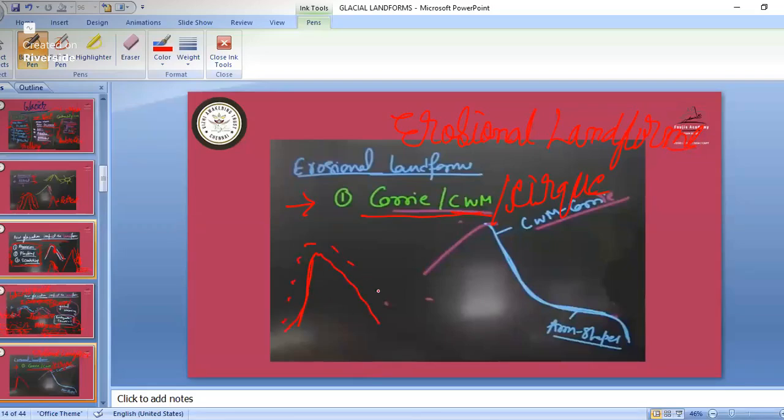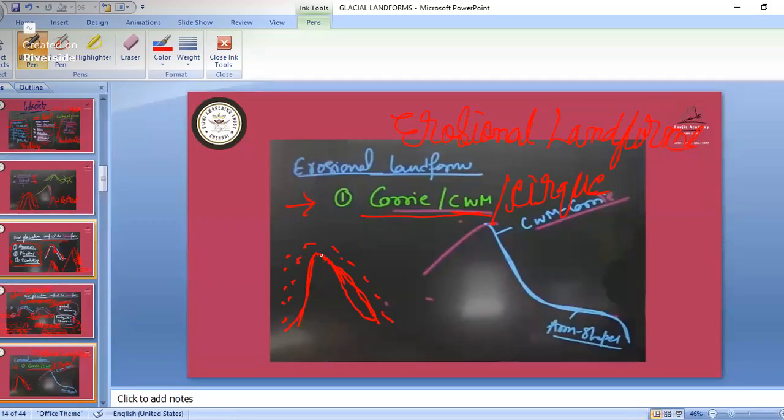Now here in the upper part, what is happening? We have the glacier. After the glaciation process happens, the glacier waters have been melted. Also, when the glacier formation was happening and they were moving down, it was eroding and plucking some materials from here.